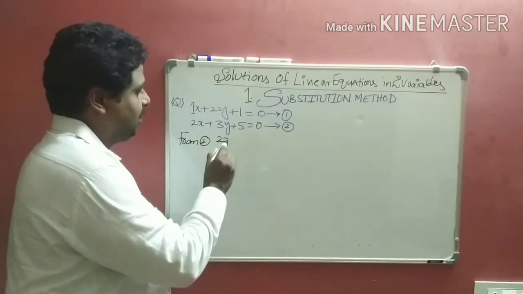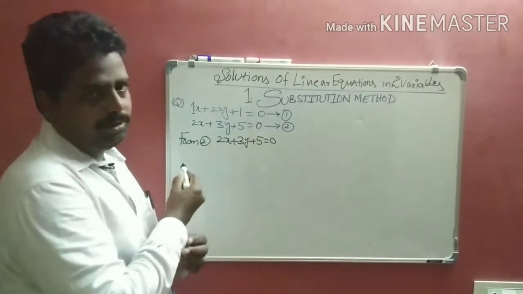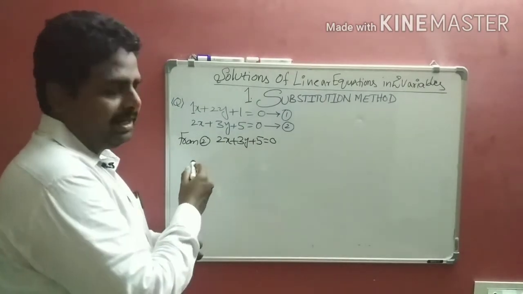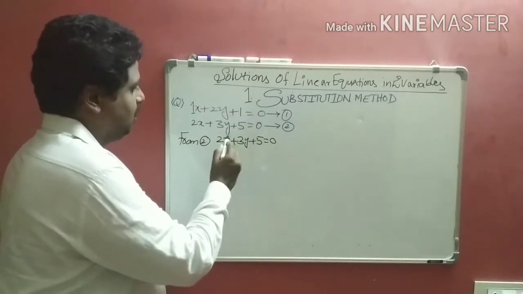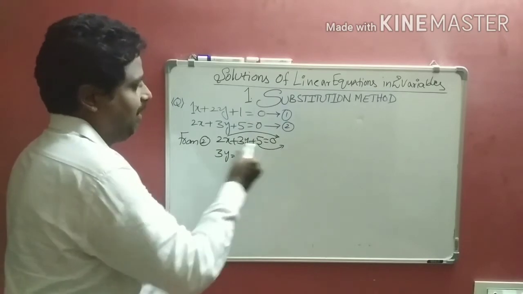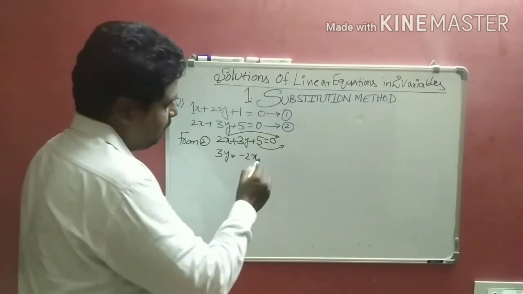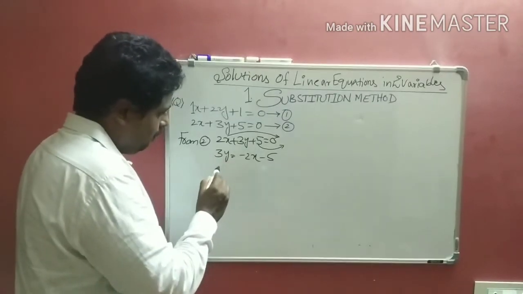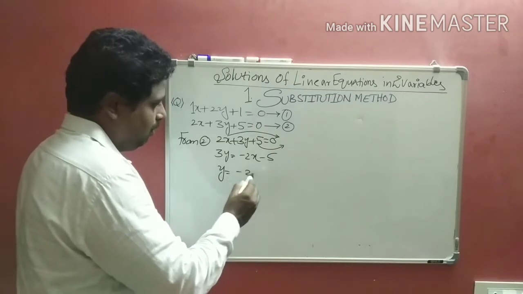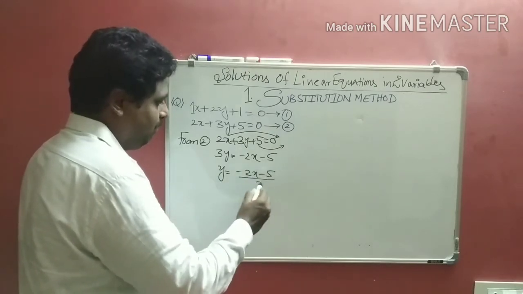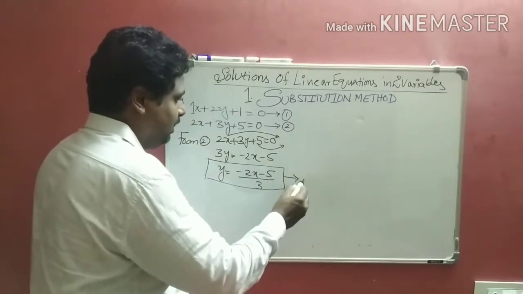From equation number 2, 2x plus 3y plus 5 is equal to 0. So here we can write y as subject. Plus 3y, leave this 2x and 5 on the right hand side: plus 2x becomes minus 2x, plus 5 becomes minus 5. Divide the total equation by 3, so that y is equal to minus 2x minus 5 by 3, which is equation number 3.